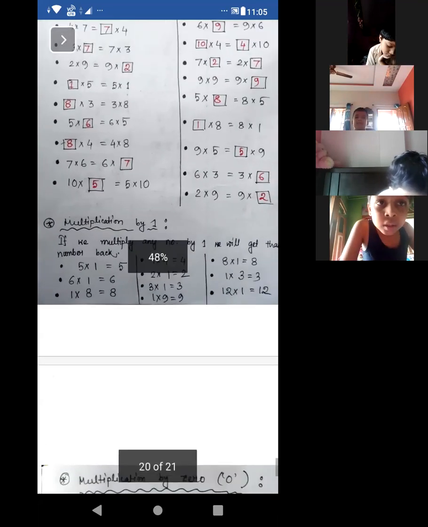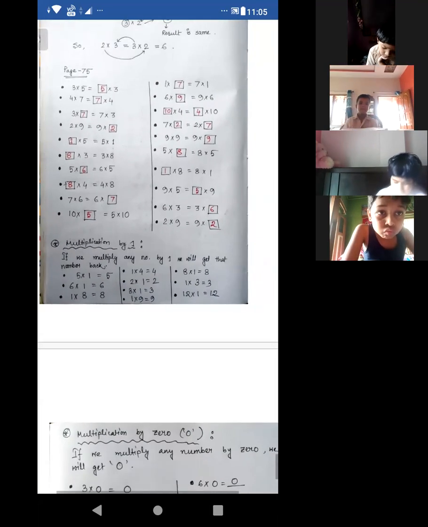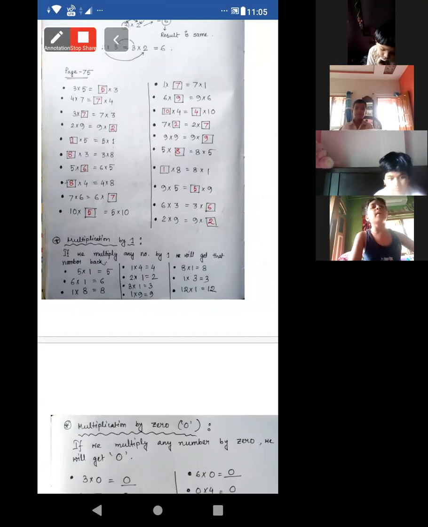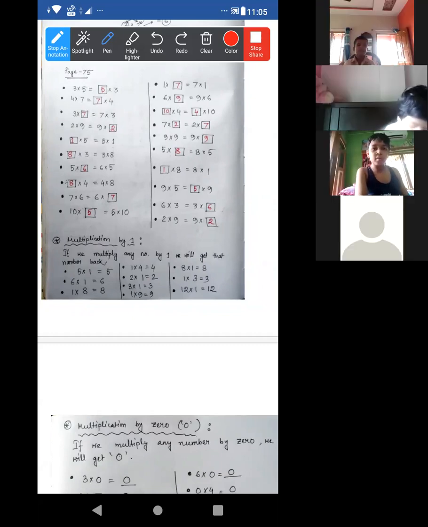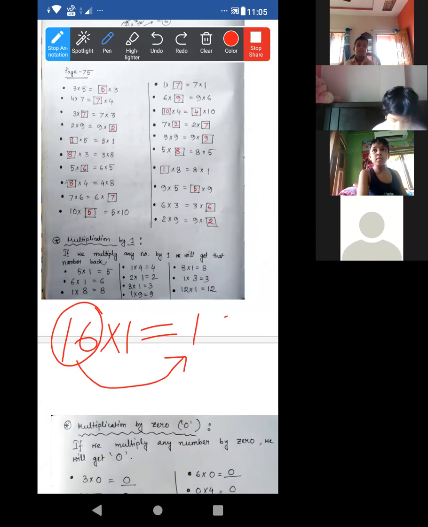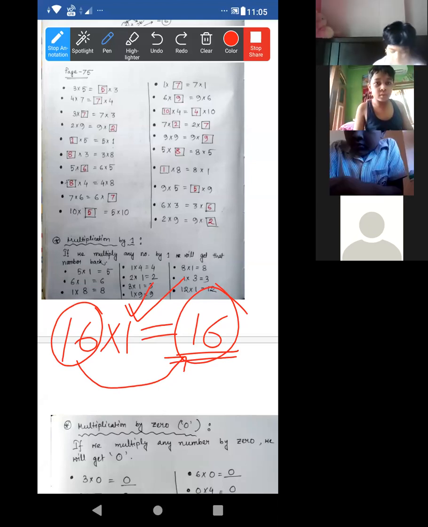Property of 1, already you know. That is, if we multiply any number by 1, then we'll get that number back. That means suppose 16 into 1, okay? Then we'll get this 16 number back. This is the property of 1. If we multiply any number by 1, we'll get that number back. Is it clear to all of you? If yes, then shake your head.